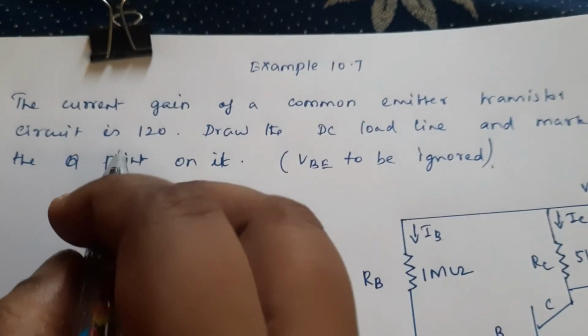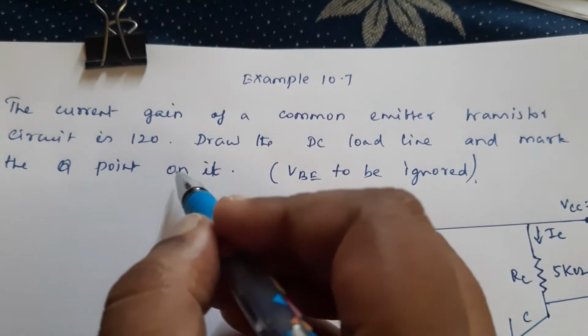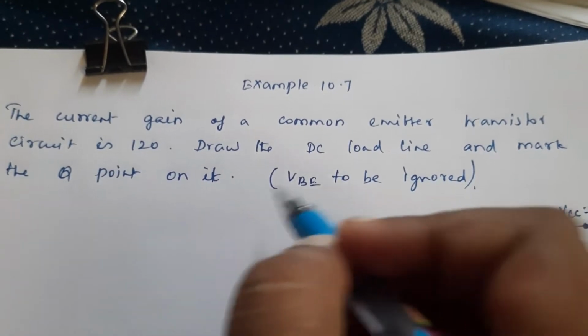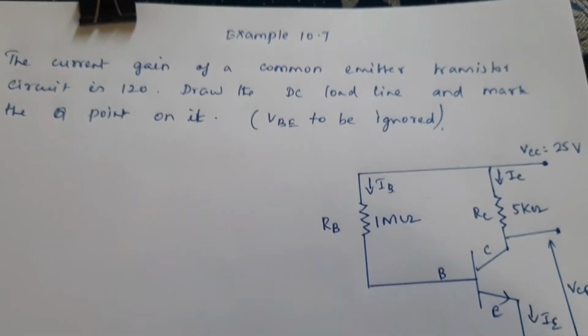Example 10.7. The current gain of a common emitter transistor circuit is 120. Draw the DC load line and mark the Q point on it. VBE is to be ignored. Okay, the circuit is given here.